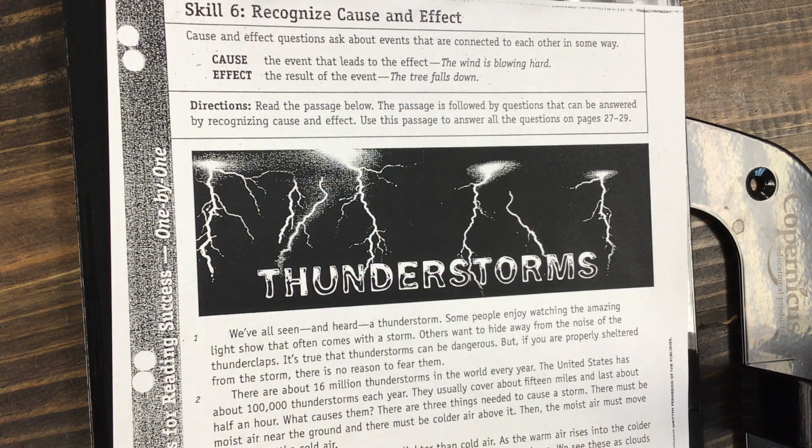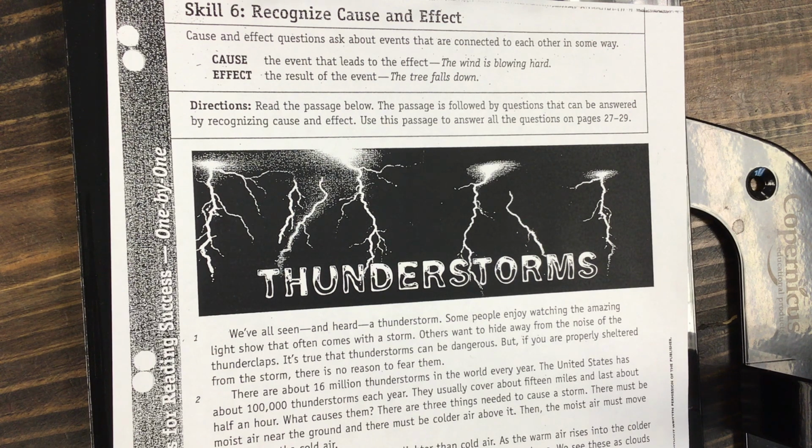So, cause and effect questions ask about events that are connected to each other in some way. The cause is the event that leads to the effect. An example is the wind is blowing hard. The effect is the result of the event, so the tree falls down since the wind was blowing hard.